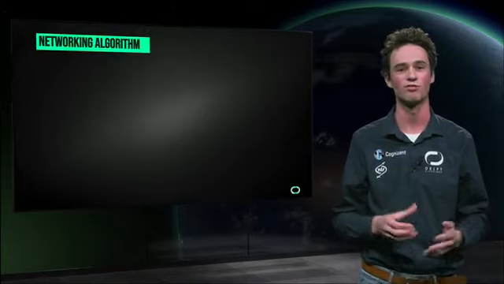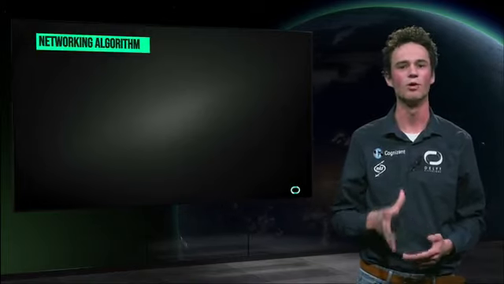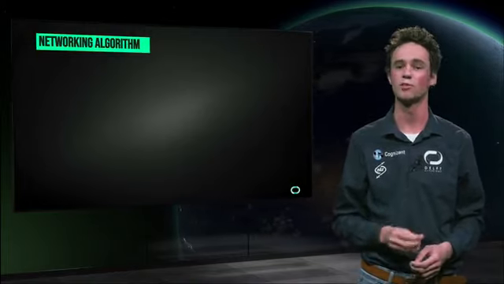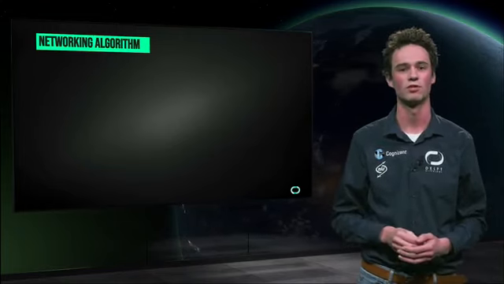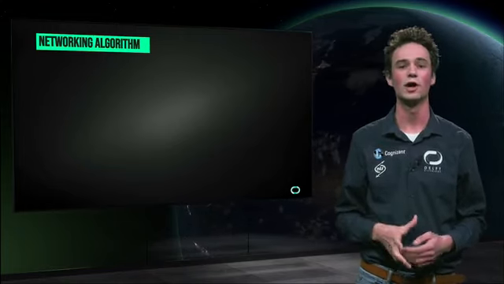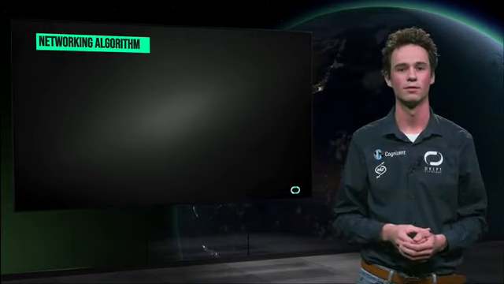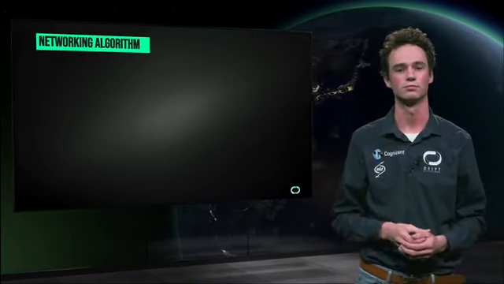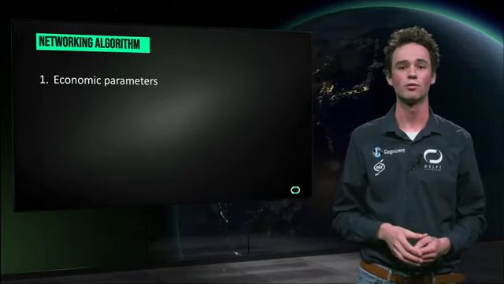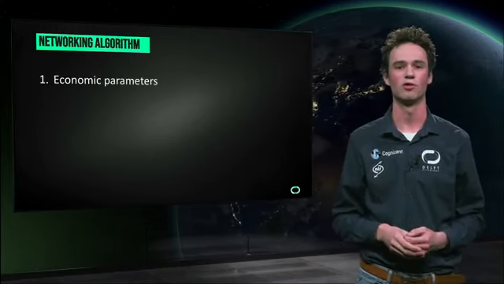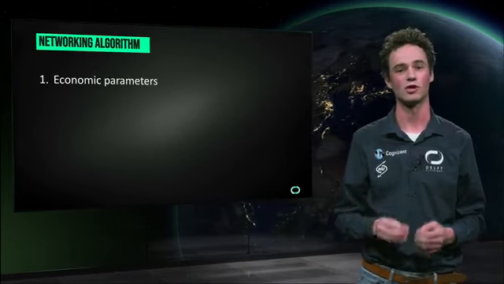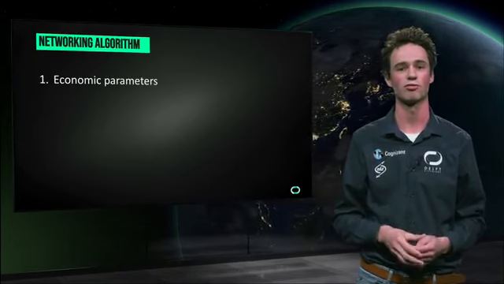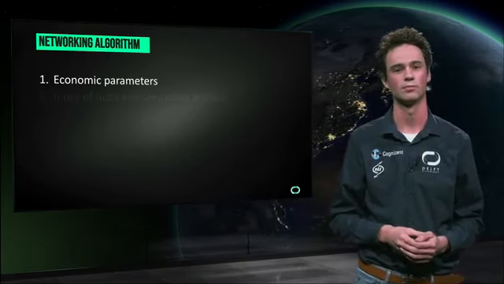Now that the selection of hubs has been performed, it is the task to connect these hubs in the most efficient way. The most efficient way in this case means that profitability should be maximized. This can be done by a networking algorithm. The following steps will be performed in this algorithm. Step 1 consists of the input of the economic parameters. Here the costs and ticket price for Hyperloop and its infrastructure are determined.